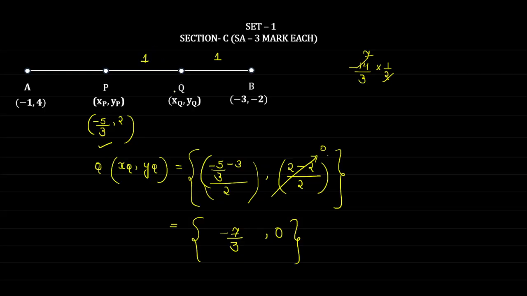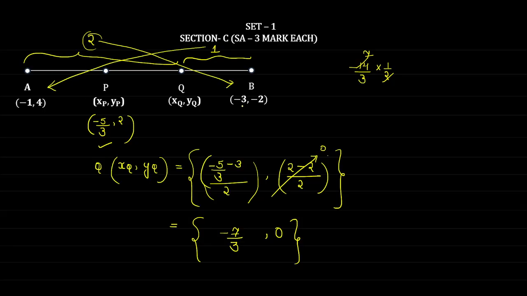If you take this ratio, that is AQ to QB, that is also fine. You can take AQ, that is 2 parts, and QB, that is 2 is to 1. And you can follow the same procedure here, like this, the section formula. You'll get the same answer. But this one is easier to find. Okay, that's why I told you this one. I hope this is clear.